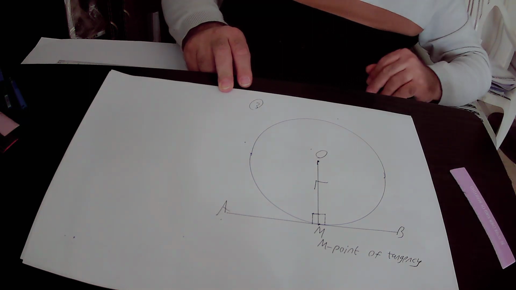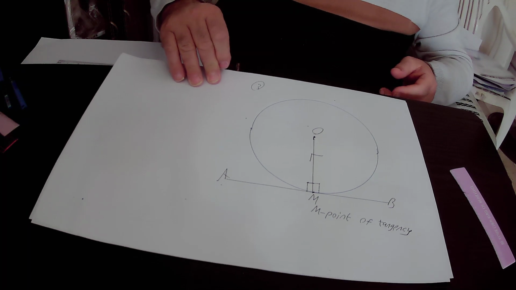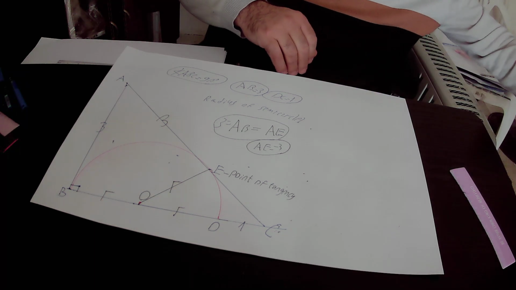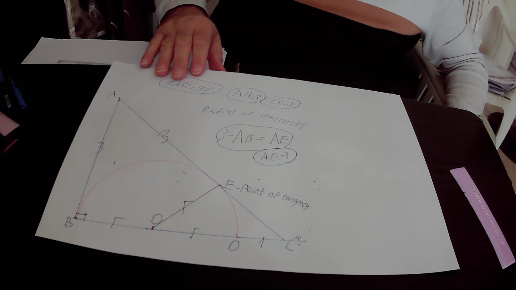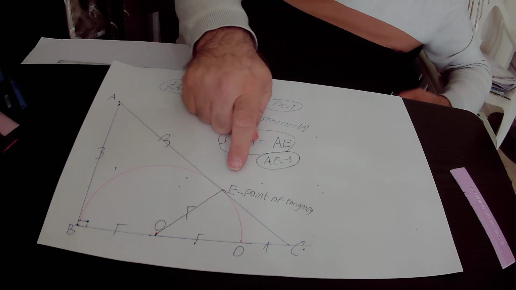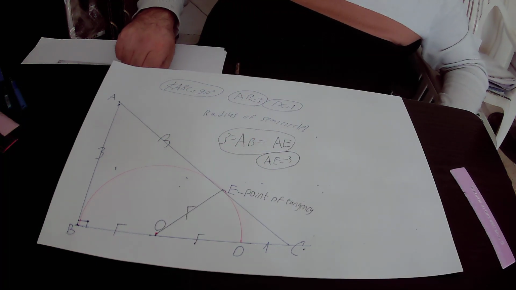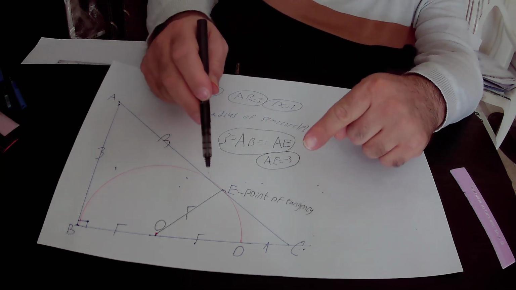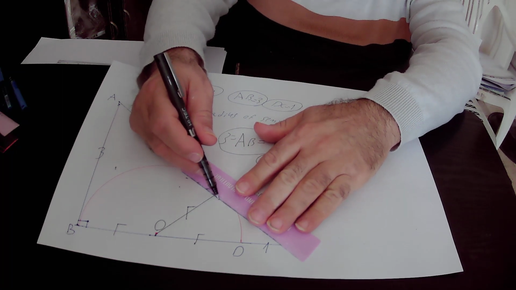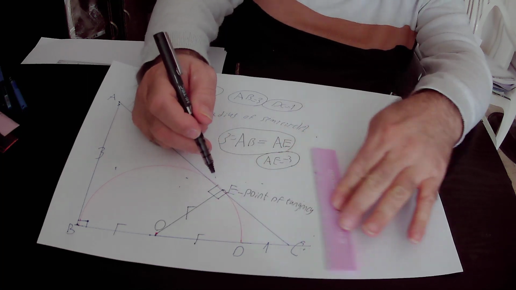And we can actually implement rule number 2 in our drawing, because in our drawing we have the radius OE that is drawn to the point of tangency, that is to say to point E, that is the point of tangency. Therefore, the tangent AC will be perpendicular to this radius. That is to say, this angle will be equal to 90 degrees, and this angle also will be equal to 90 degrees.